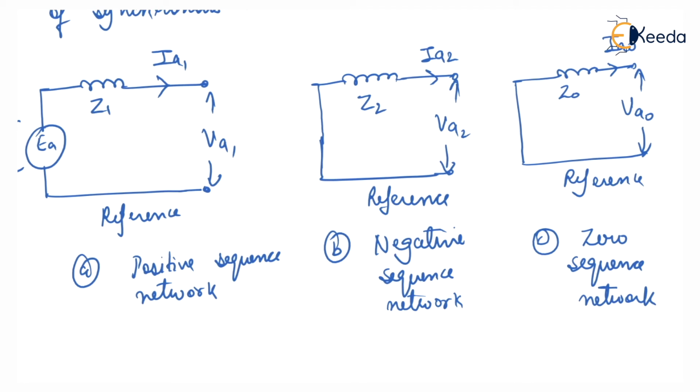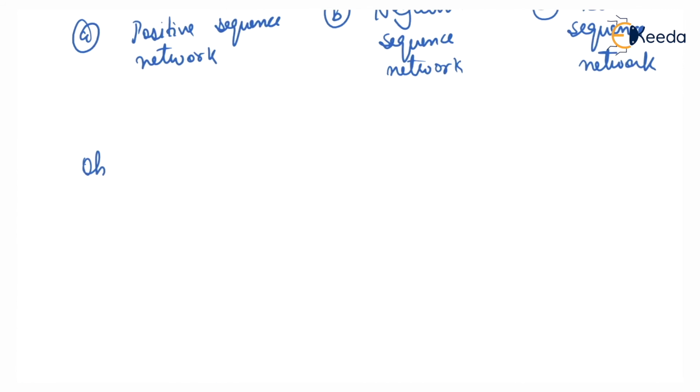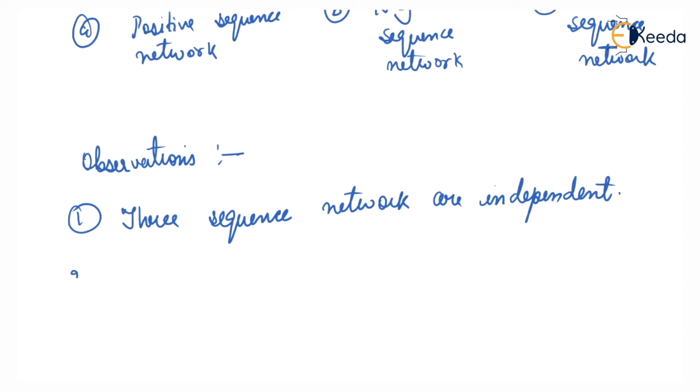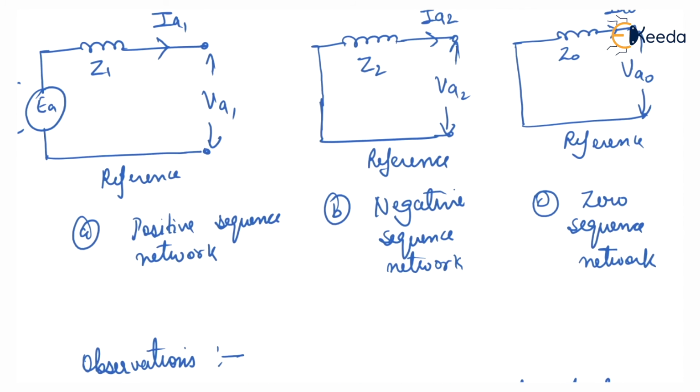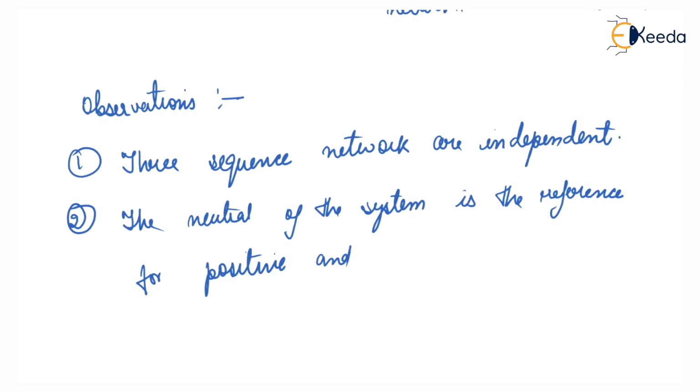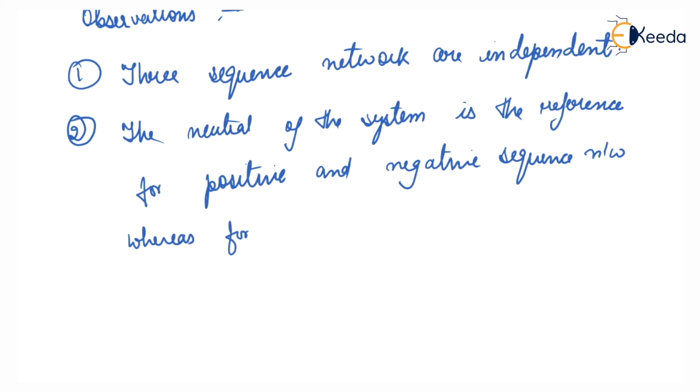So from the above derivation, some observations you can make. The first observation is that the three sequence networks are independent, meaning no connectivity. The second observation is that the neutral of the system is the reference for the positive and negative sequence networks, whereas for zero sequence, ground is the reference.